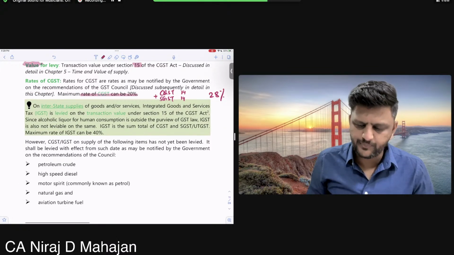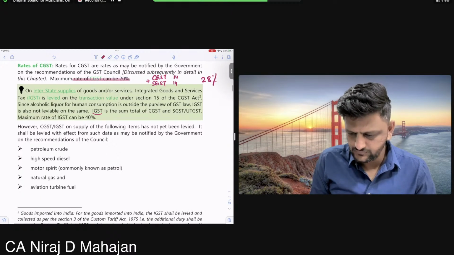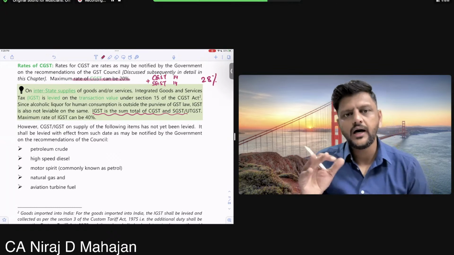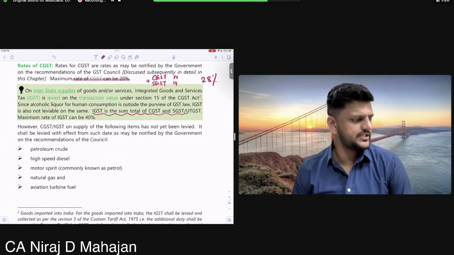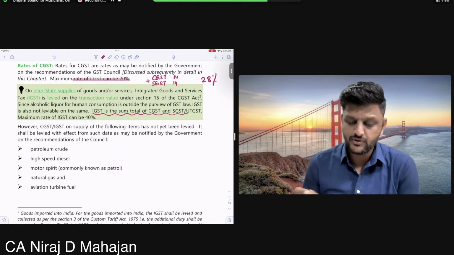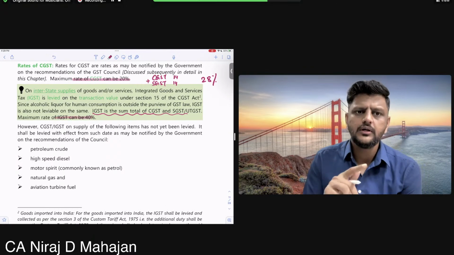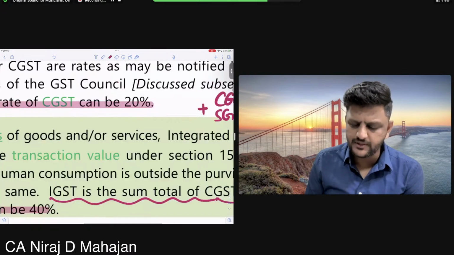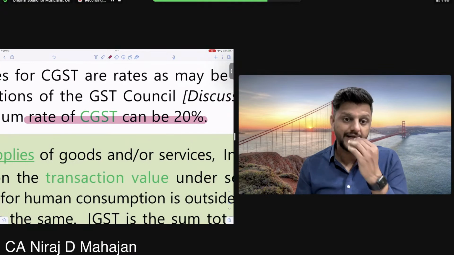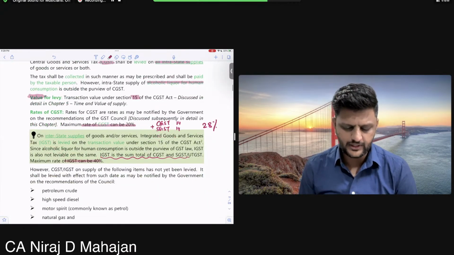Underline this line which comes on page 3.11. IGST, children, is the sum total of CG and SG, or CG plus UT. Therefore, maximum rate of IGST can be 40%. Just now I told you. Did you understand or no? If CG can be 20%, respectively the others can also be 20. So 20 plus 20, 40 on the higher side, IGST. Clear till here?